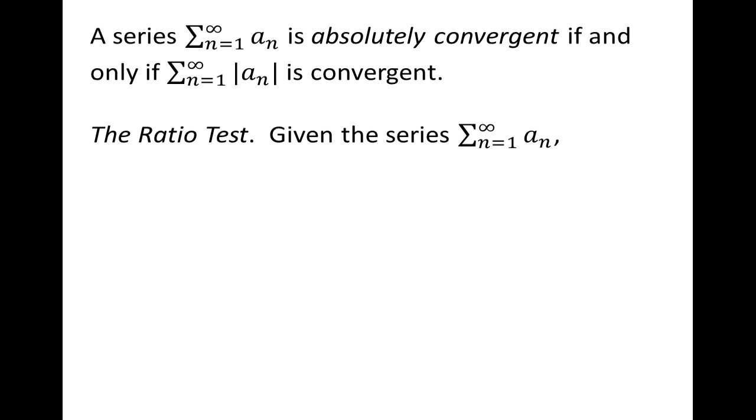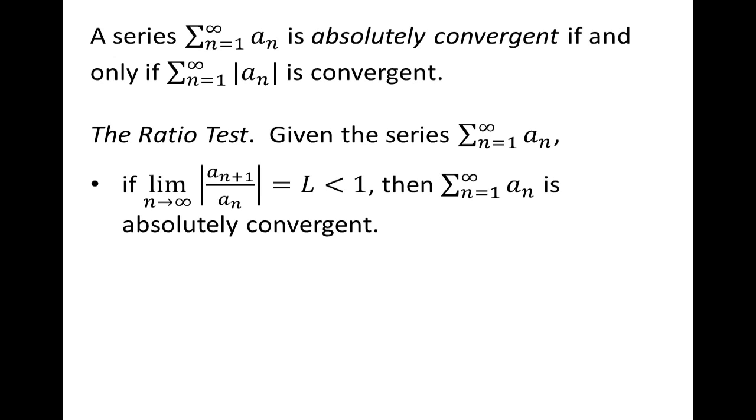So we need this because we're talking about the ratio test, and the ratio test mentions absolute convergence. So we're given a series. We're going to take a ratio of consecutive terms, a sub n plus 1 divided by a sub n. We want to look at the limit of that. We take the absolute values. If my limit is some number L, which happens to be less than 1, it turns out that not only does our series converge, but it converges absolutely.